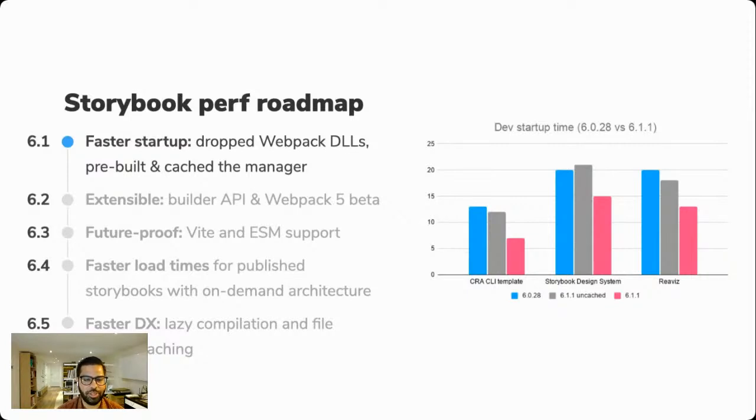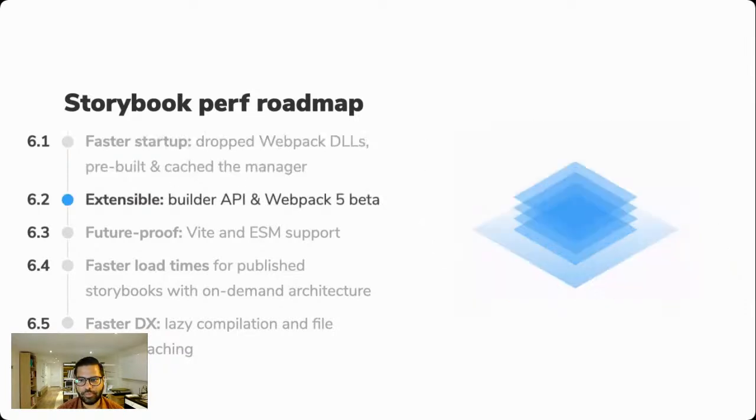We started off by dropping Webpack DLLs and pre-building and caching the manager UI for Storybook, allowing Storybook to start up much faster. This was followed by quite a significant re-architecture in 6.2. Up until that point, Storybook was entirely tied to Webpack, so that was the only build tool you could use when working with Storybook. But with 6.2, we abstracted that away into a builder API in order to support multiple bundlers at the same time. This allowed us to support Webpack 4 and Webpack 5 simultaneously, and Webpack 5 brought in a few perf improvements which allowed builds to go through a bit faster.